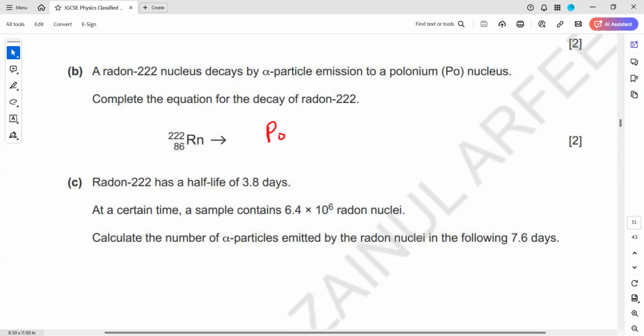Whenever it's an alpha, the top number decreases by 4. 222 decreased by 4 gives 218. And the proton number decreases by 2. And then the symbol for alpha is 4 and 2. Okay.